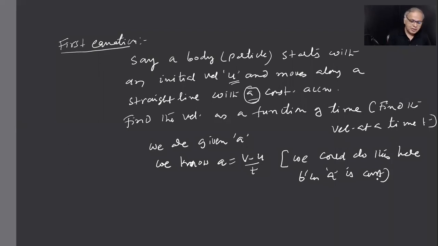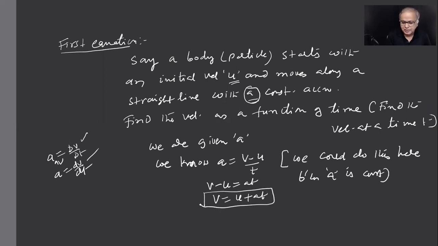What do I mean by that? A equals delta V by delta T is the definition of average acceleration, right? And A instantaneous is dV by dt. Since A is constant, both are going to be the same. I want your feedback immediately. Therefore, I can get away by writing A instantaneous equals V minus U by T, because moving with a constant acceleration means he's giving you the instantaneous acceleration. So I can just write like that. So V minus U equals AT and V equals U plus AT. So this is the one I'm adding to your existing knowledge.